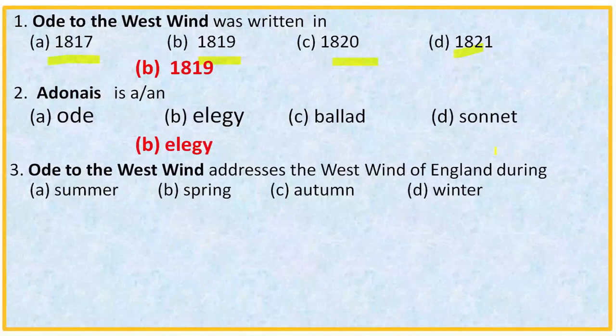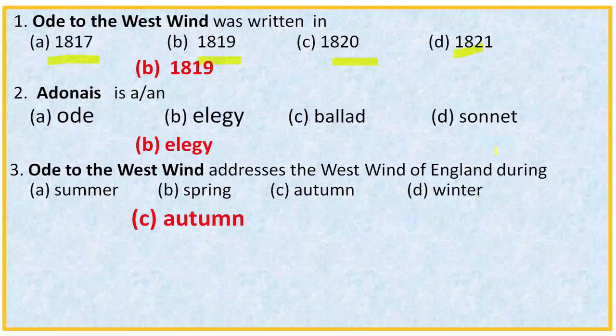Number 3. Ode to the West Wind addresses the West Wind of England during the: options are summer, spring, autumn, winter. The right option is autumn. Actually, Shelley's West Wind is the symbol of indomitable power and fierceness, and he wants to have this power. That's why the wind chosen by the poet is the wind of autumn, the powerful wind.